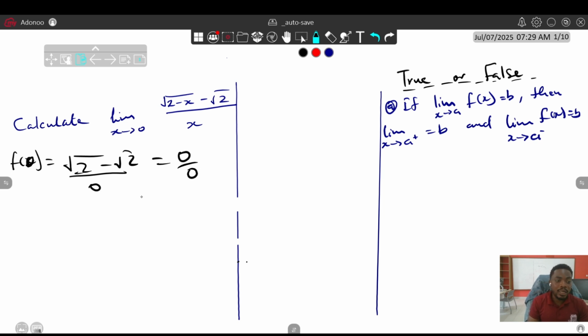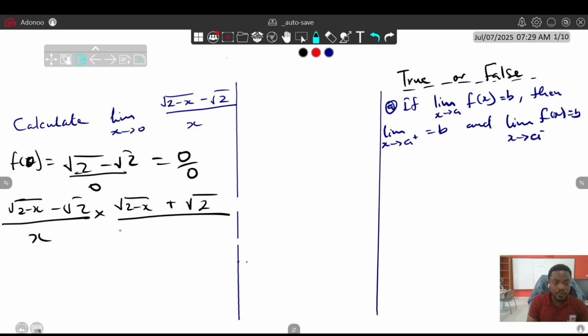Okay, so we can easily rationalize this function by multiplying both the numerator and the denominator with the numerator, but changing the sign. So what we can say is square root of 2 minus x minus square root of 2 all over x, right? So we multiply it by square root of 2 minus x plus square root of 2. So we have square root of 2 minus x plus square root of 2.